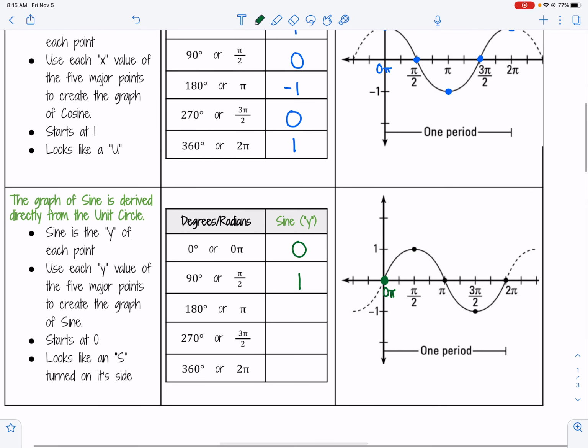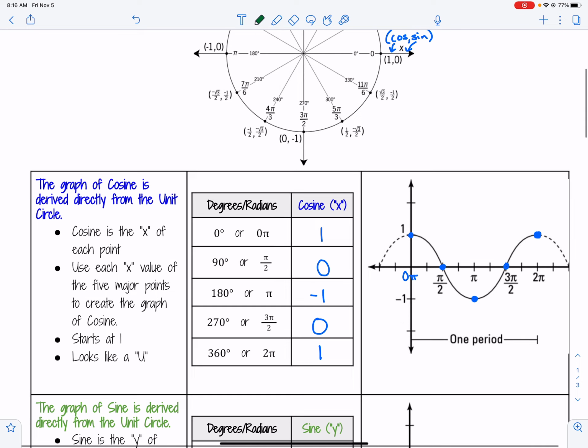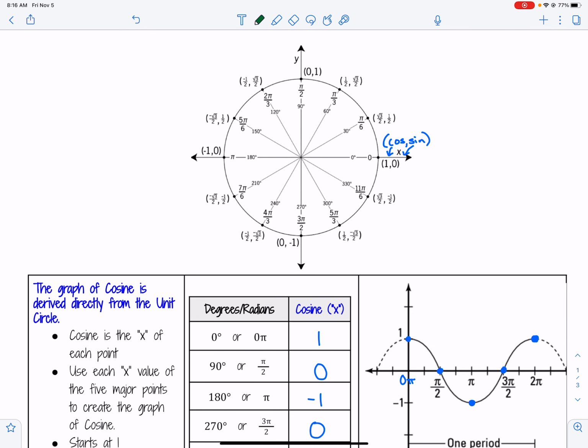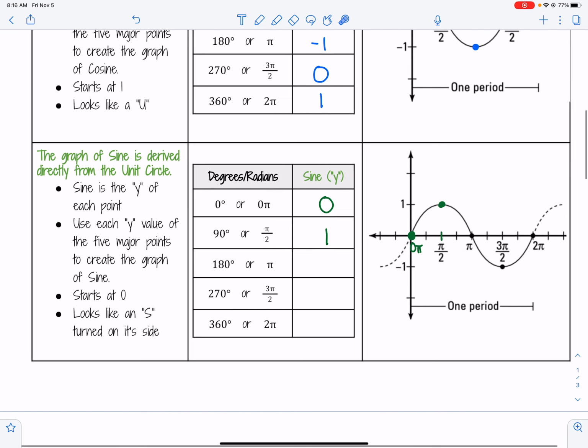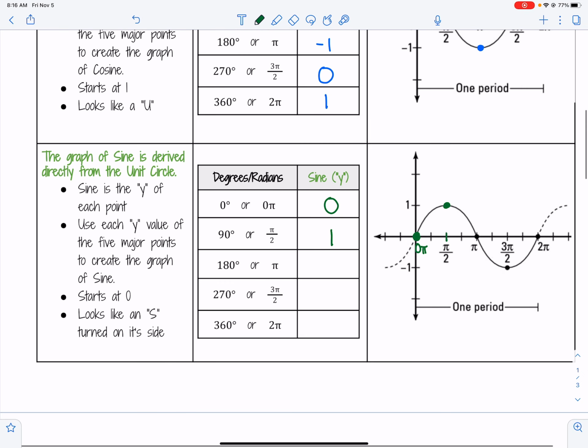So let's put 1 in the table. Notice pi over 2, which is 90 degrees, is just at 1. Then 180 degrees or pi. If we go from that starting point over here, and we rotate around 180 degrees, we end up right there. And then the sine value is that y value, which is 0. So let's write that in the table. Then notice over here on our graph that it is plotted that way. Pi is located at 0.